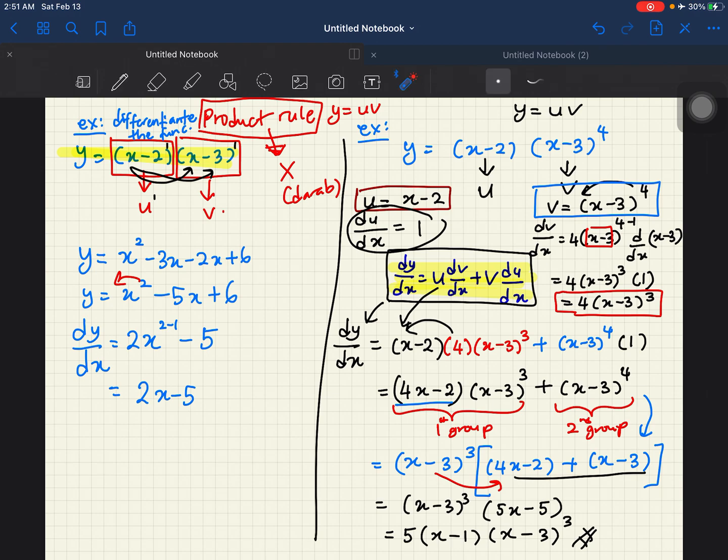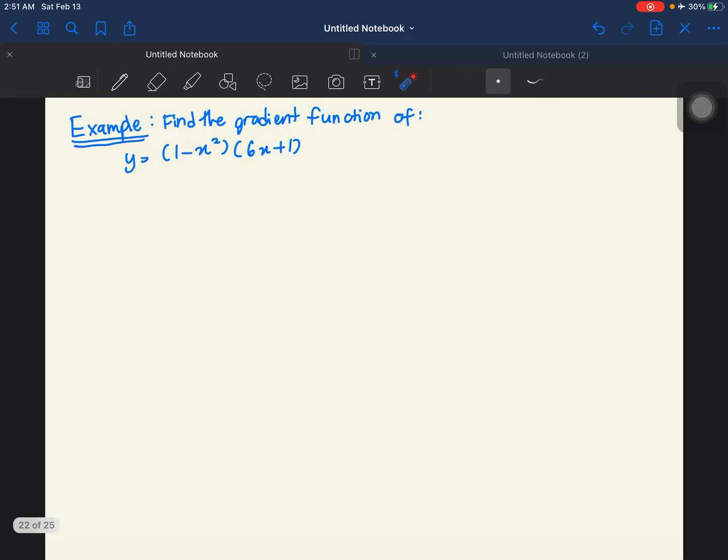Now, do you see the difference between this one and this one? The first example is just that the power is only 1. But for the second example, the power is getting higher. So if it's getting higher, then you have to use the product rule. So I got another example for you for us to solve together.